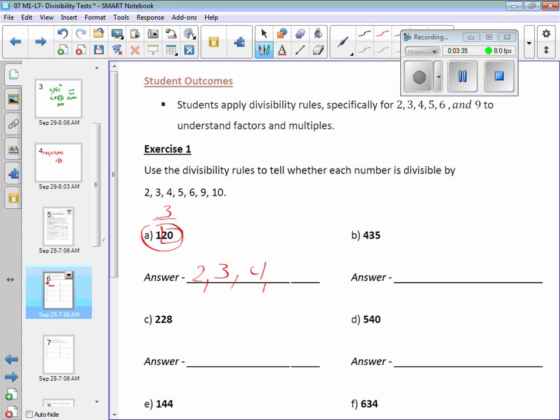How about the rule for 5? Aiden Byers, what's the rule for 5? Correct, sir. Does it end in a 0 or a 5? Yes. 5 will work. What about 6? Caitlin. Since you've already listed 2 and 3, 6 becomes an automatic. It will work for 6.